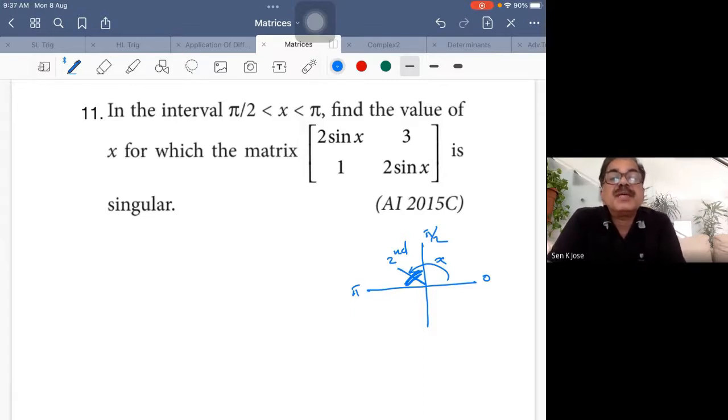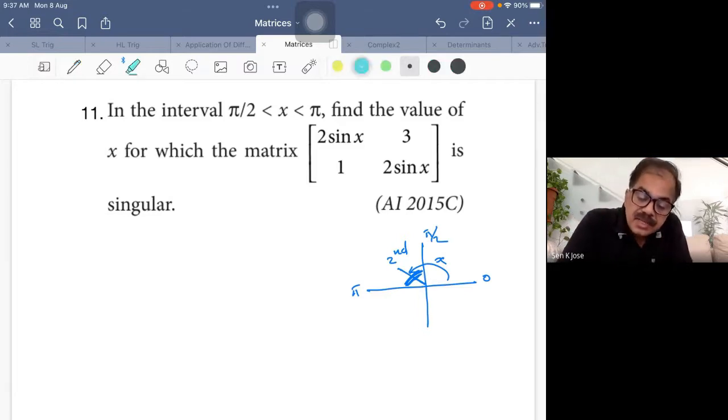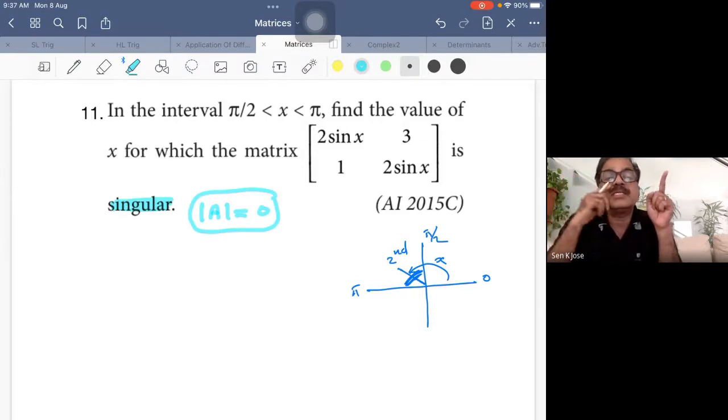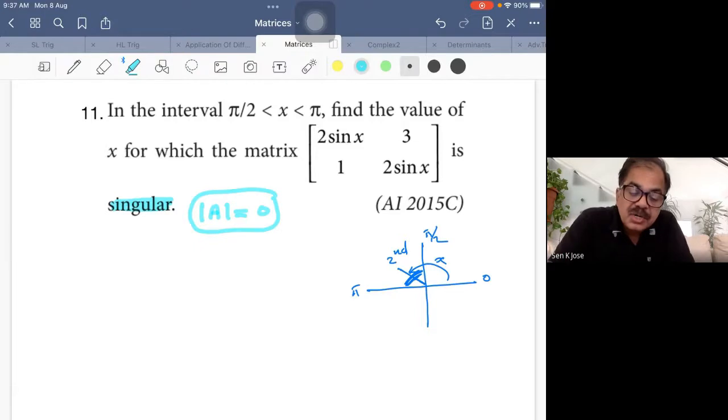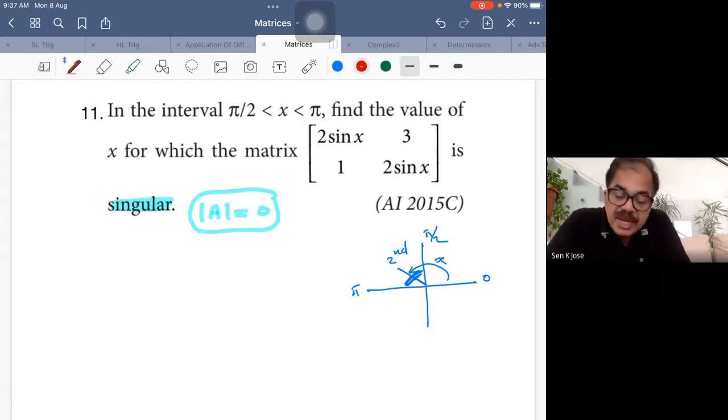Now, what do they say? The given matrix is singular. And now, when do we say a matrix is singular? Okay, this is a singular matrix. When do we say it's singular? If determinant A is equal to 0. You will call a matrix as a singular matrix if determinant A is 0. So, which means whatever matrix given to you here, its determinant has to be equal to 0.